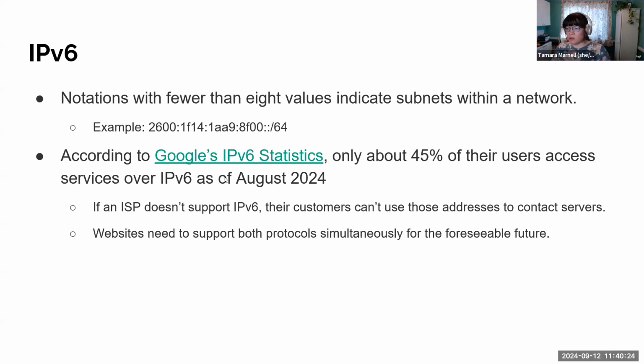According to Google's statistics, only about 45% of their users access services over IP version 6 as of August 2024. This is an old stat. This is last month. Less than half of people using Google are on IP version 6, even though it has officially been the standard since 2017. It just is not universally supported, which means websites need to support both protocols simultaneously.